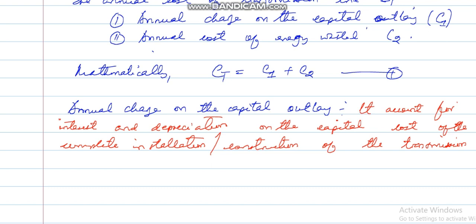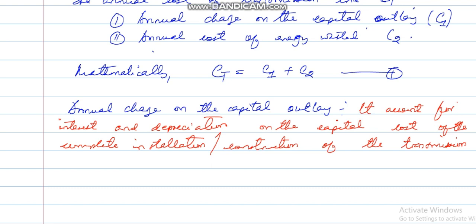Kwa hiyo the annual charge on the capital outlay tunakuwa tunaaccount ile interest, kwa sababu ile pesa ilipotumika kujenga ile transmission line inatakiwa ilipwe, hata kama haijakopwa benki, lazima iwe imekuwa saved somewhere. Ile pesa haiwezi kukaa tu, lazima iwe inazaa. Kwa hiyo lazima tuaccount for interest na pia depreciation, kiasi kwamba once materials zimekuwa depreciated, hatuwezi tena kuwaza tutafute pesa wapi ya kufanya replacement. Kwa hiyo account for depreciation inakuwa ni rahisi kufanya replacement. Kwa hiyo hii ndio maana ya annual charge on the capital outlay.